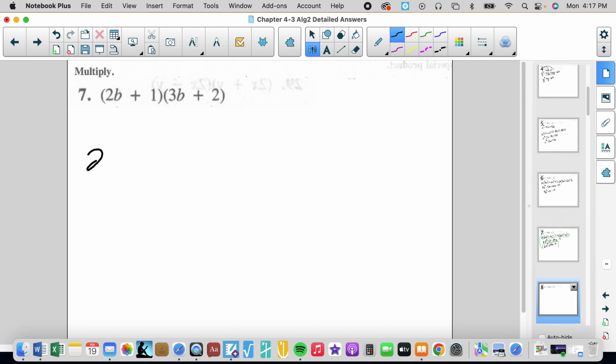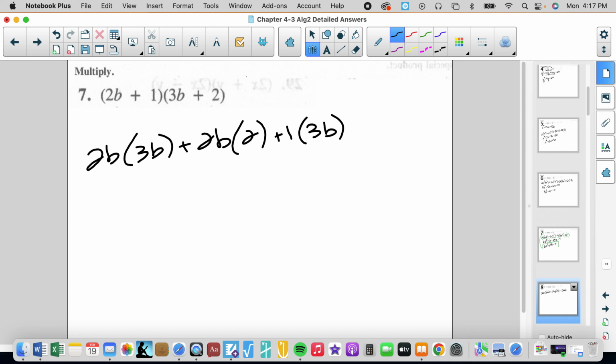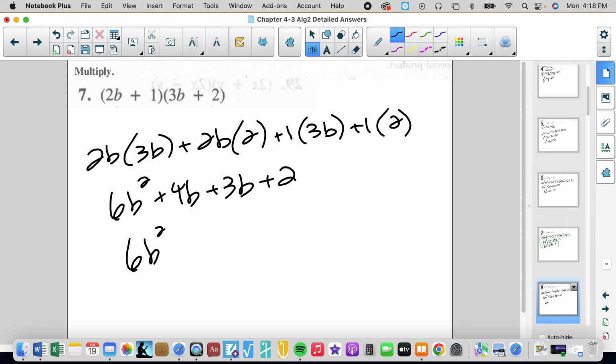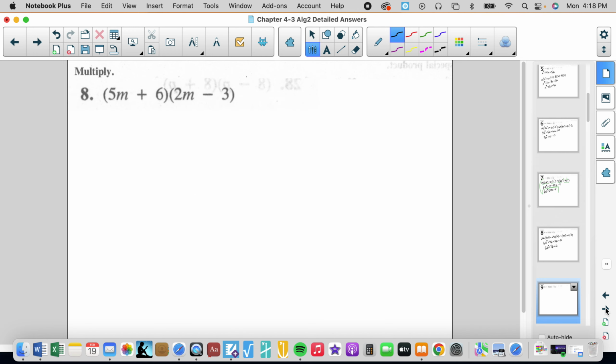Let's keep going. 2b times 3b plus 2b times 2 plus 1 times 3b plus 1 times 2. 6b squared plus 4b plus 3b plus 2. 6b squared plus 7b plus 2. It's well worth the time and effort to do these ad nauseum.